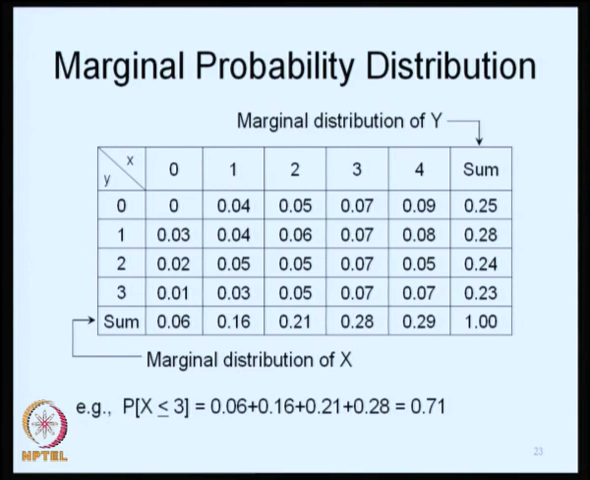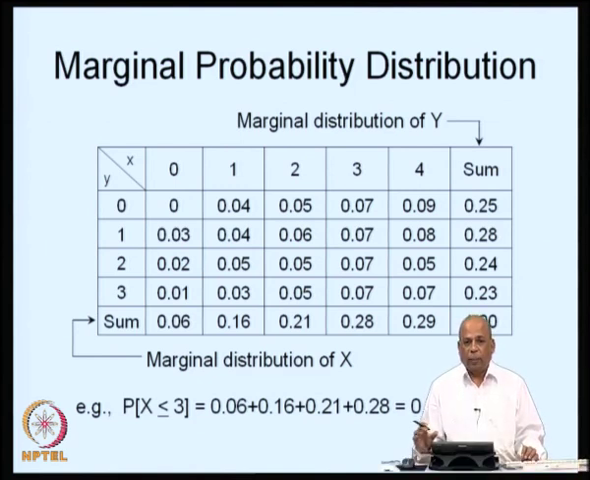So, the difference here is that in the joint probability mass function, we talked about a simultaneous variation of the two variables. For example, we were talking about probability of x is equal to x and y is equal to y, whereas in the marginal probability distribution, we are talking about probability of a particular variable irrespective of the value that the other random variable takes.